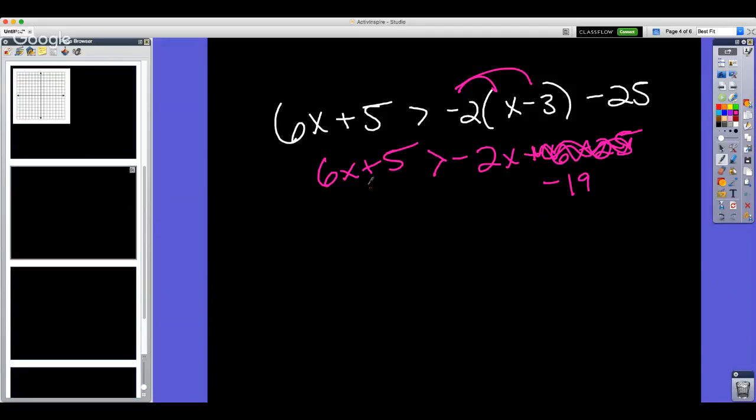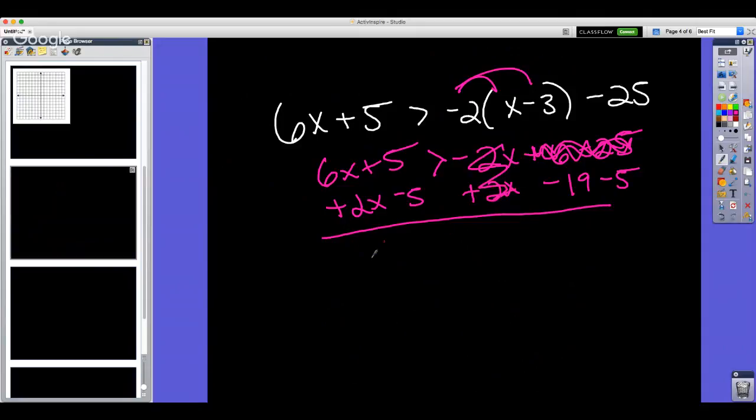So for instance, and I'll show you why in a second, what could I do to get x by itself? Okay, and what could I do with that 5? Subtract 5, right? So this is gone, leaving me with what's 6x and 2x? 8x is greater than, and what would be this right side? -24. Good. Okay.